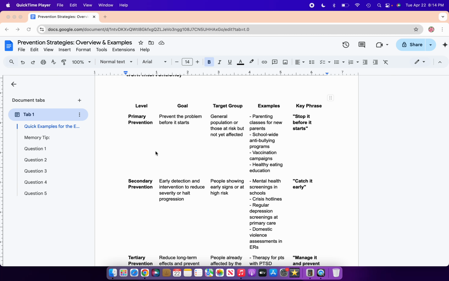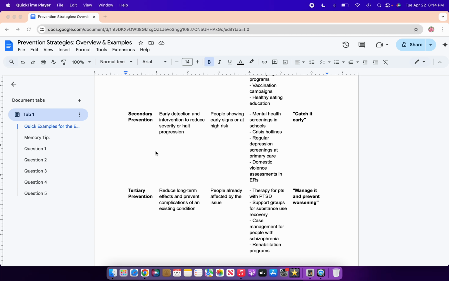So primary prevention. When you think about primary prevention, I want you to think about prevent, right? So the goal of primary prevention is to prevent the problem before it starts. The target group is usually the general population or those who are at risk, but not yet affected. So examples of this look like parenting classes for new parents, school-wide anti-bullying programs, vaccination campaigns, and healthy eating education, or like a workout or fitness or movement practice that's being launched in a school or in a community. So key phrases to remember, primary prevention, think about stop it before it starts, okay?